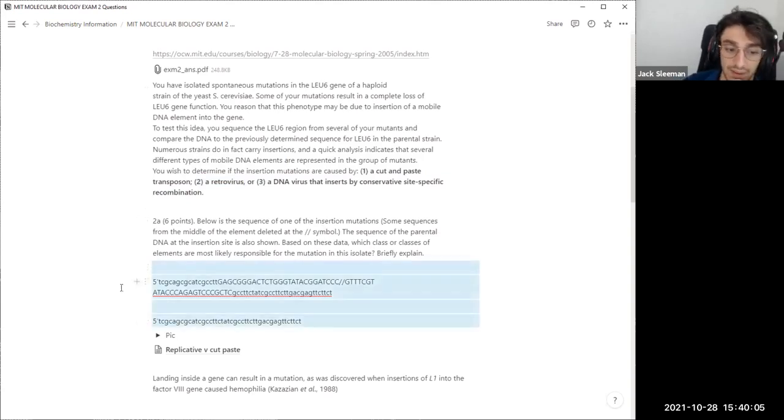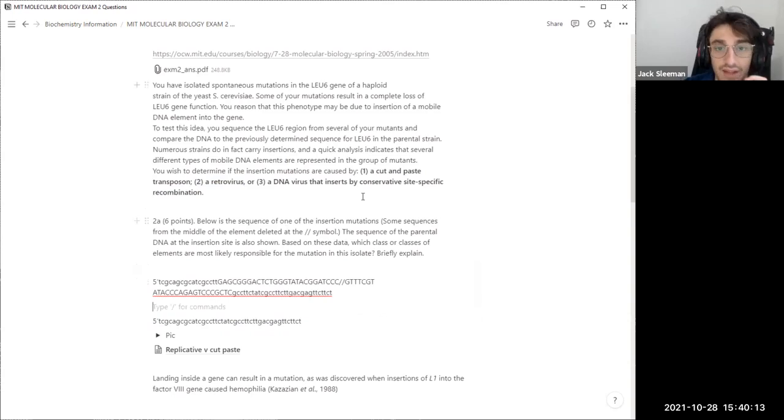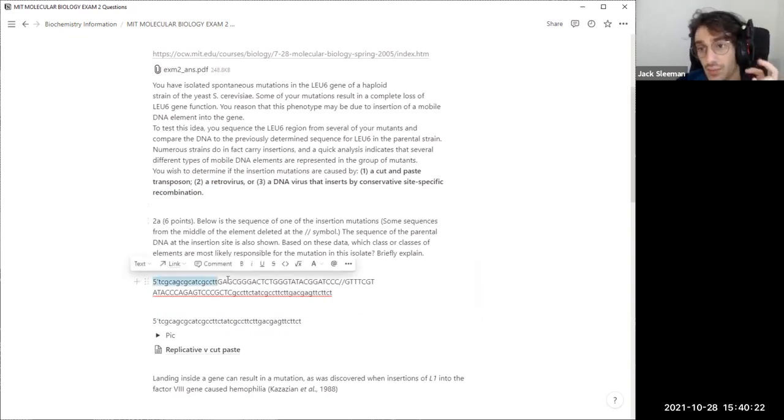So here are the two pieces of DNA. This is the wild type, and this is the mutant phenotype. Basically you have the normal gene portions in lowercase, and then the capital letters are representing the big portions, let's say the insertion.